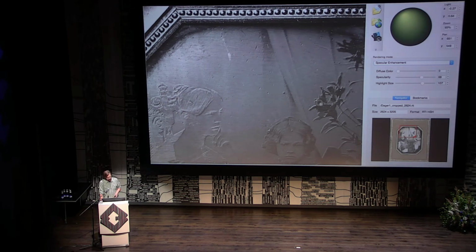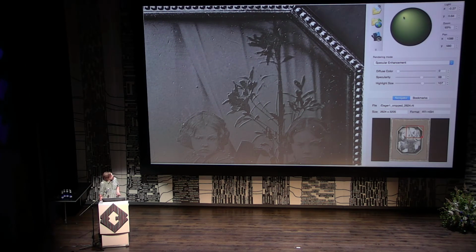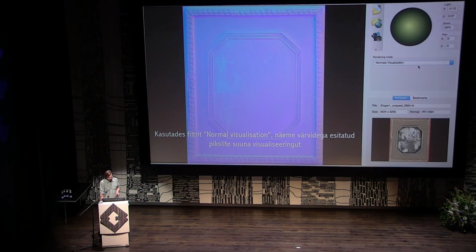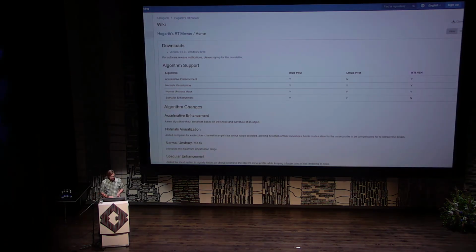It's the usual viewer we are seeing at the moment here, and normal visualization as well. But during this project, we were in contact with a Canadian-based mathematician to get a little bit more out of the RTI viewer. In the case of daguerreotype research, there are a couple of additions and changes which Stefan Hogarth was able to make. And this viewer is publicly available through Bitbucket.